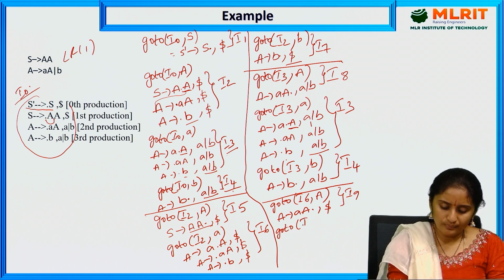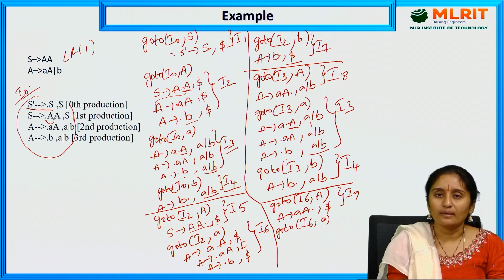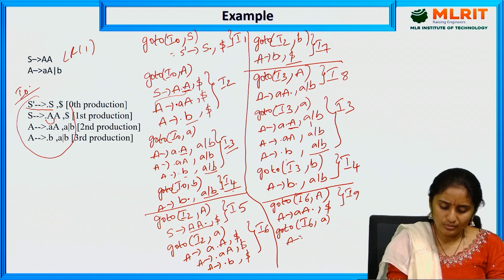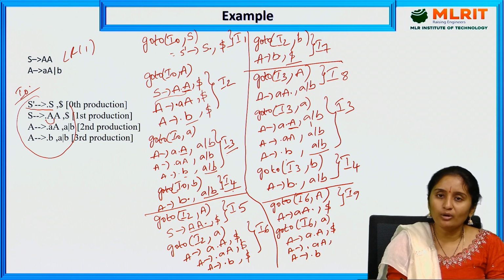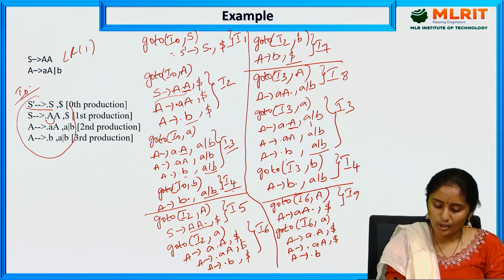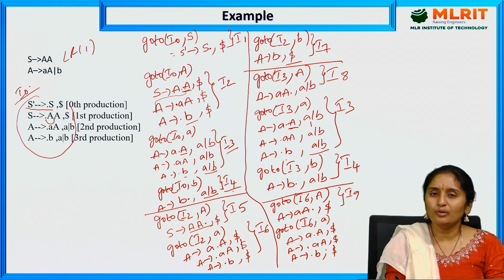Go to I6 comma small a. So what are we going to get here? A tends to A dot A comma dollar. As here dot is there, we are going to write the productions of that one. Dot AA. A tends to dot B. So after dot only one non-terminal is existing, so we are going to write the same thing. Dollar, dollar. Same look aheads are written.